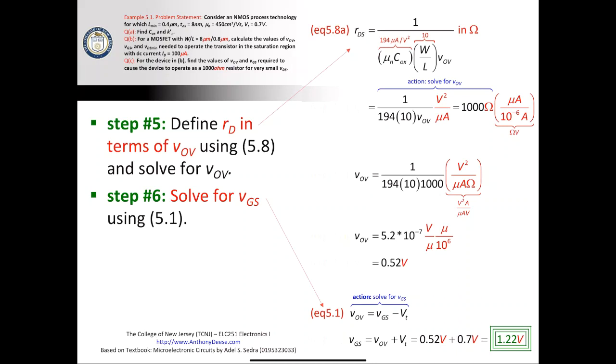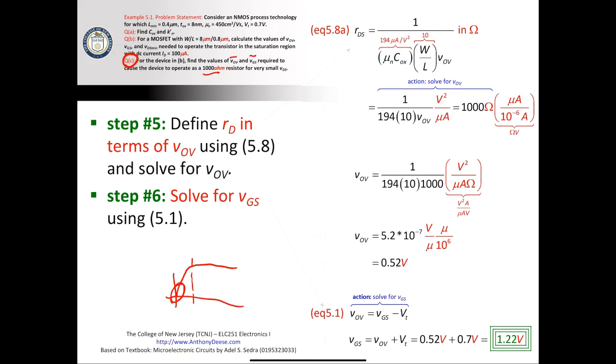Okay, the next part of the problem says, for the device in part B, find the values of overdrive voltage and gate source voltage required to cause the device to operate as a 1000 ohm resistor for a very small VGS. So again, here, if I were to draw where we are on this graph, we are going to be down here in the linear region.